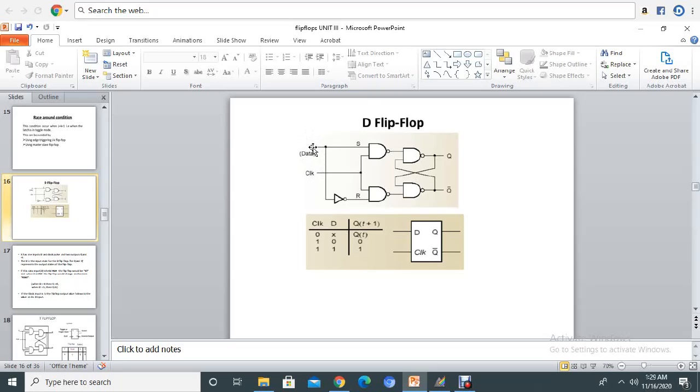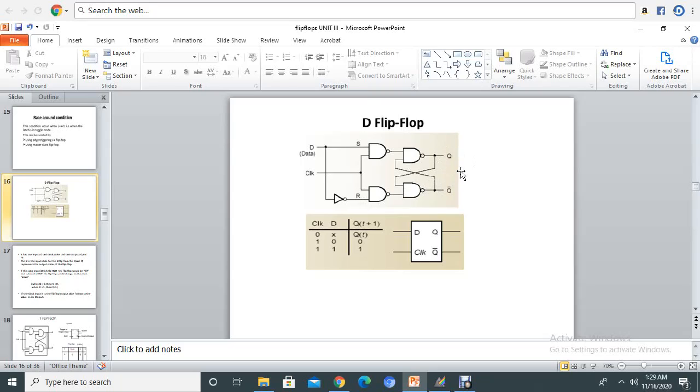Now I am applying D is equal to 0. D is equal to 0 means S is equal to 0, R is equal to 1. If R is equal to 1, then the output will be 0 in SR flip-flop. If reset is equal to 1, then the output will be cleared. So D is equal to 0, you will get 0. Okay. If D is equal to 1, S is equal to 1, R becomes 0. When S is equal to 1, R is equal to 0, the output will be 1.